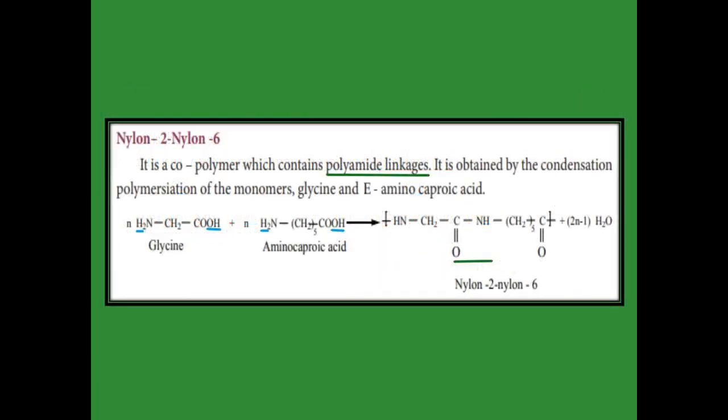Nylon 2-nylon 6 is also a biodegradable polymer. This one is obtained when glycine is added with aminocaproic acid. It is also combined with removal of water. The acid gives OH group and the amine gives hydrogen in glycine and aminocaproic acid, and then we get the amide linkage when the two units join together on the removal of water. When the unit is repeated n times, we get the polymer, so this one is called a polyamide.